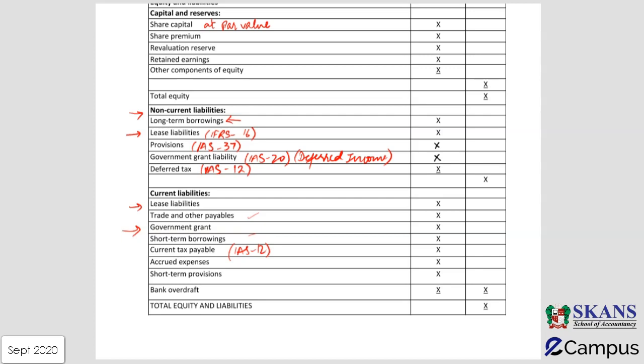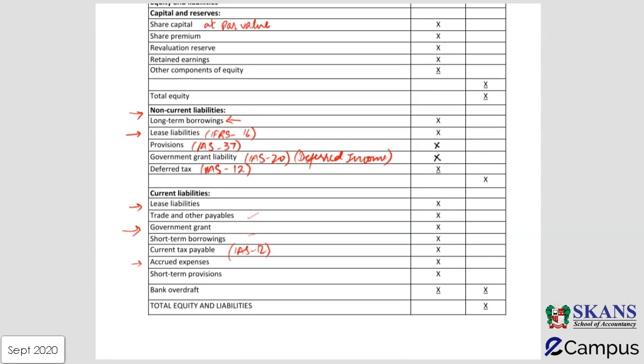There are short-term provisions, accrued expenses. What do we mean by accrued expenses? These are the expenses which have already been incurred but not yet paid. We have short-term provisions, bank overdraft, and this takes us to the final figure of our total equity and liabilities.